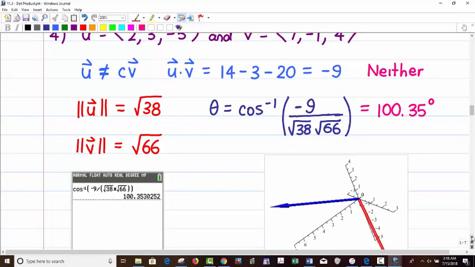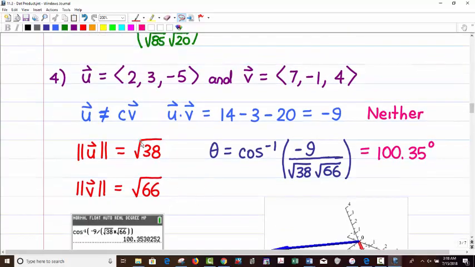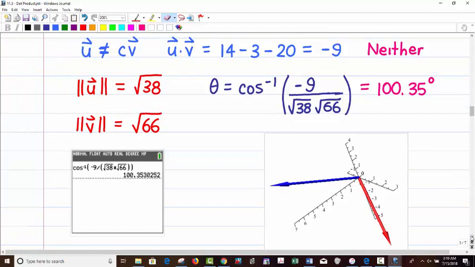So let's see. We've got to do the two magnitudes. That's easy enough. Square these, you'll get 4 plus 9 plus 25, which is 38. You square the other, you'll get 49 plus 1 plus 16, which is 66. So it's cosine inverse of negative 9 over those two radicals multiplied together. And I get 100.35 degrees.